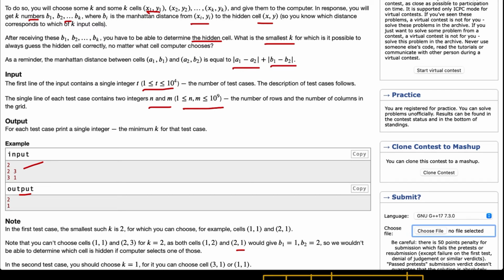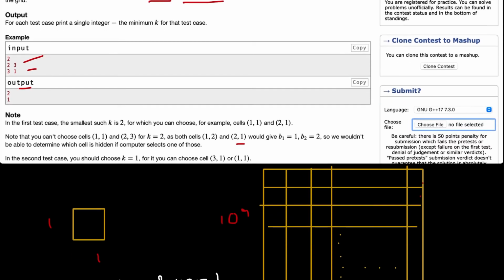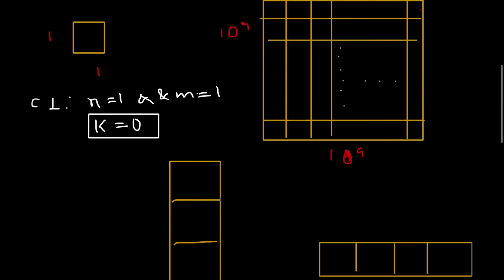We'll take a look at the second example here. It has 3 rows and 1 column. So this is the diagram. Here, how many questions are required, or how many cells will you choose to find the hidden cell? What should be the first cell that you will choose? You have two options here, right? Let's say the first one is that you can choose this one.